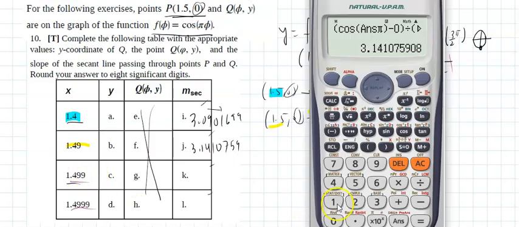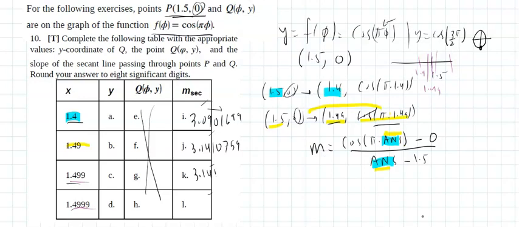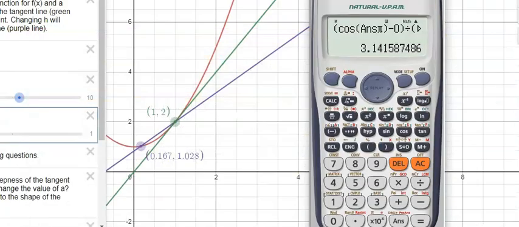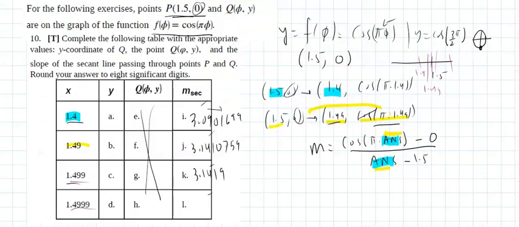And now if I go to 1.499, that's stored in my answer. Go back, it just put that in there. And if I hit equal, 3.1419. Oops, I clicked the wrong one, I'm sorry.